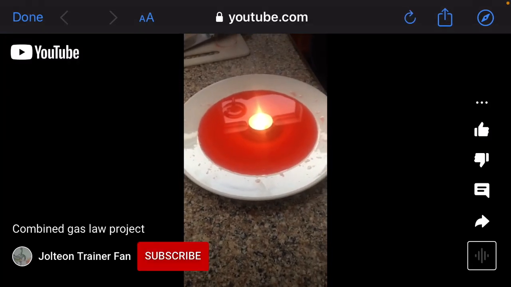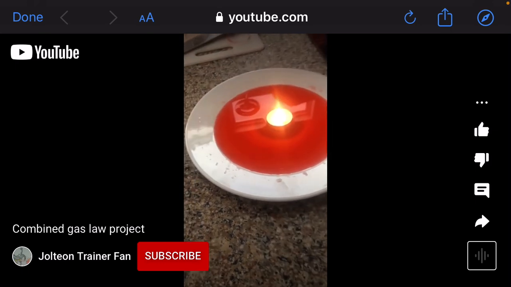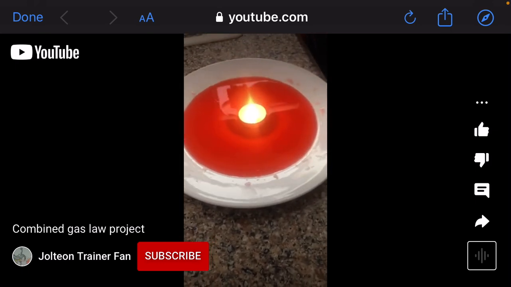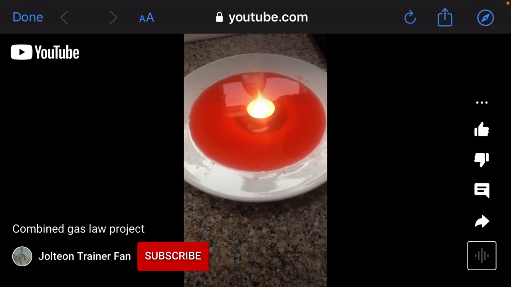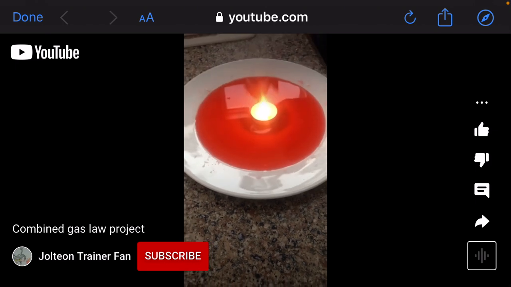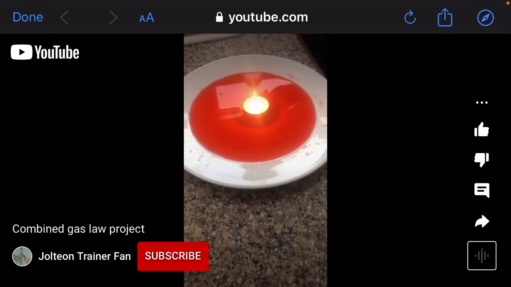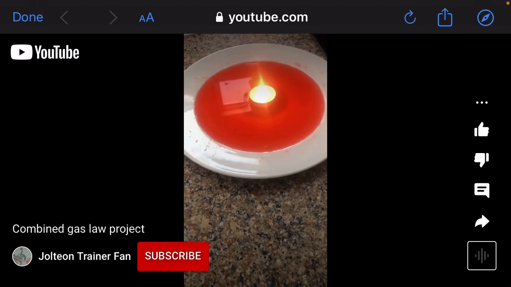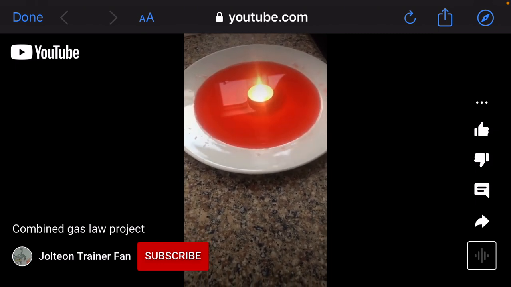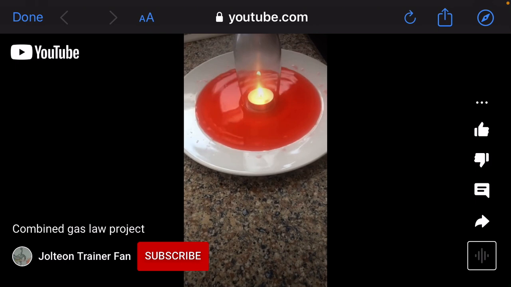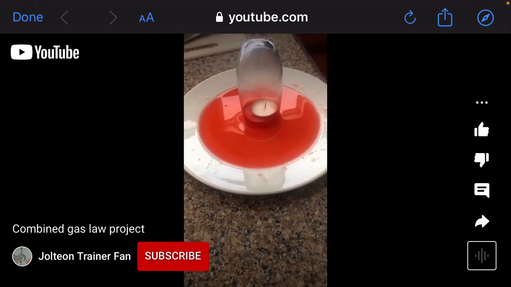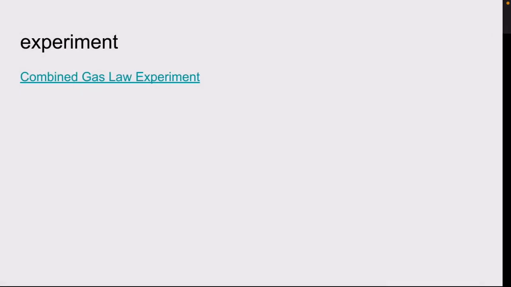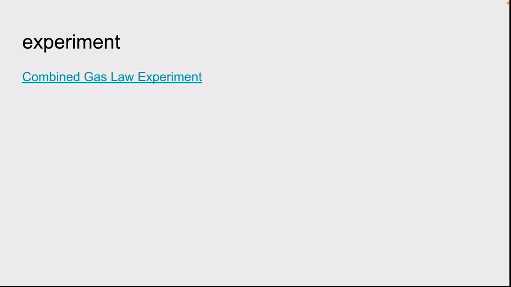Here's my experiment. This is combined gas law, and I'm putting the glass on top of the tea candle, and it's going to rise up in water until the candle goes out. So for that one, I put a candle under a glass and it made the water rise up.